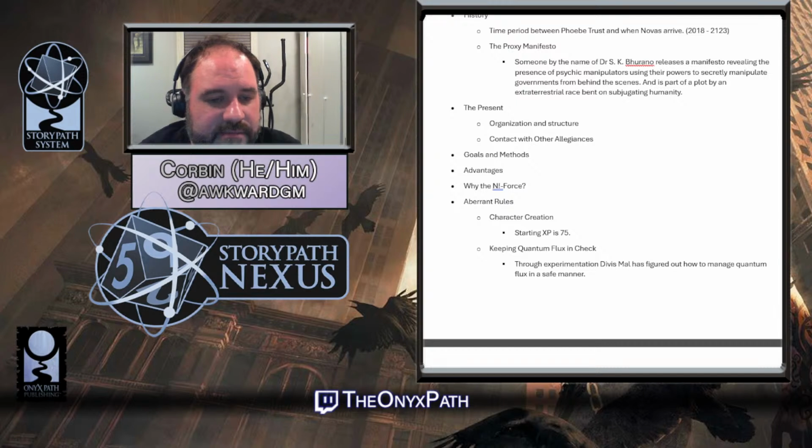Divis Mal has developed techniques in order to help novas slash aberrants turn their powers dormant for long periods of time.